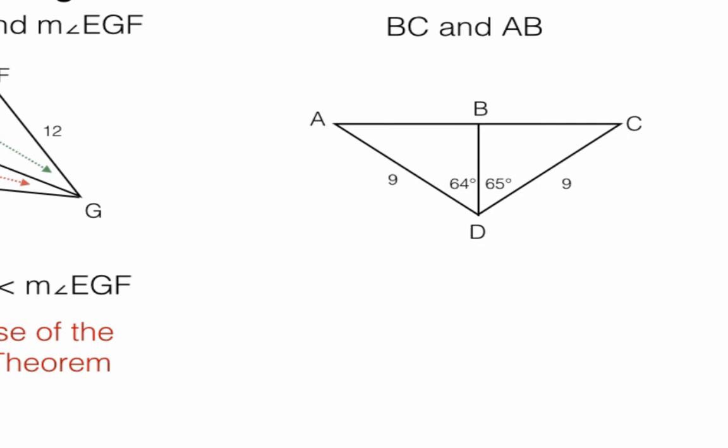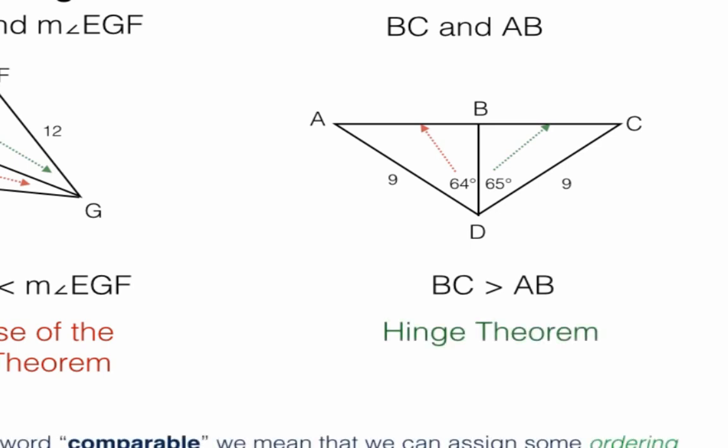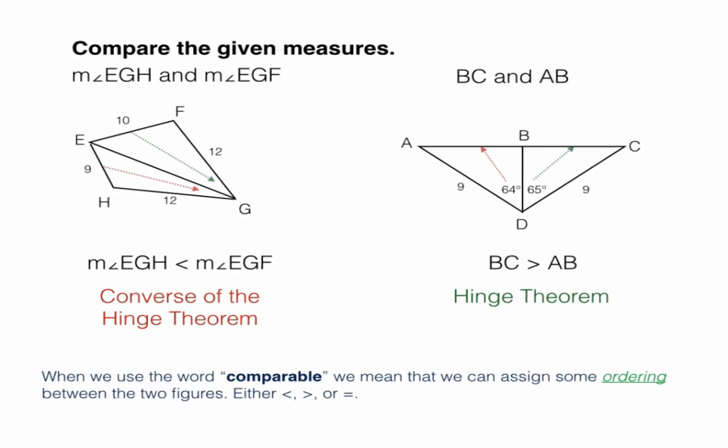Let's look at the second example. I see that BD is congruent to BD by the reflexive property of congruence. I see that AD is congruent to CD because that's given. Now I look opposite the 65 degrees and I see BC. I look opposite the 64 degrees and I see AB, which means that BC must be the larger of the two sides. What allows me to conclude this is the Hinge theorem. When I use the word comparable, what I mean here is that I can assign some ordering between the two figures, which is either going to be less than, greater than, or equal to.